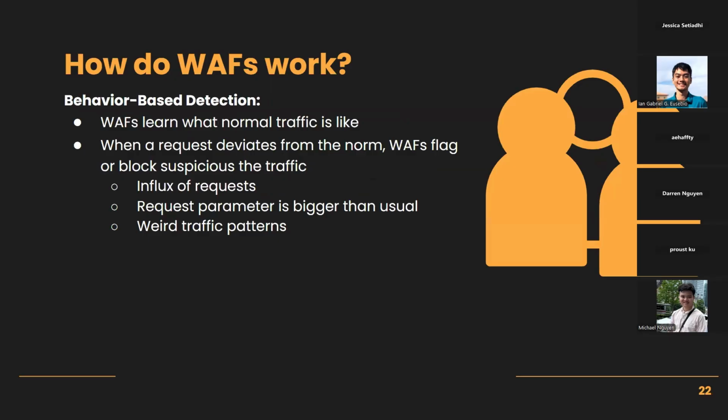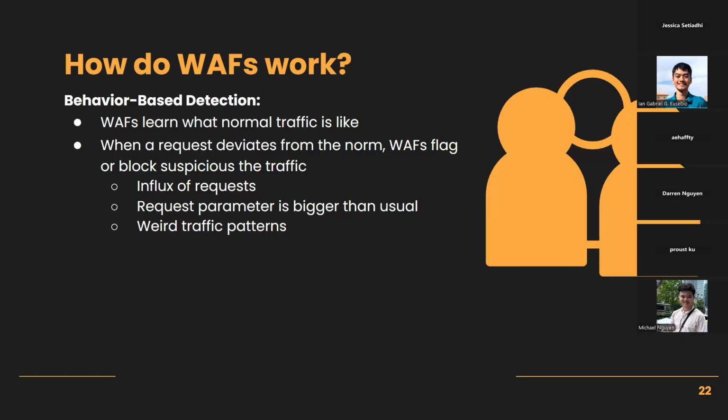So when you install a WAF into your network, it's going to be constantly looking through the network traffic, and it's going to start to develop, okay, what looks like normal traffic? What is the norm? And when anything falls outside of that norm, it's going to flag it as suspicious or possibly block that suspicious traffic. And suspicious traffic could include an influx of requests being sent at a very irregular time, which could possibly indicate a DDoS attack.